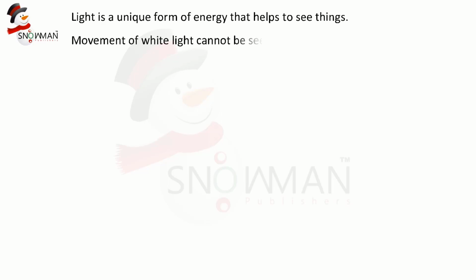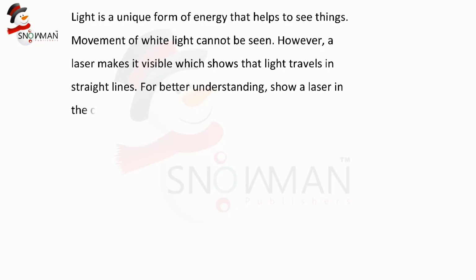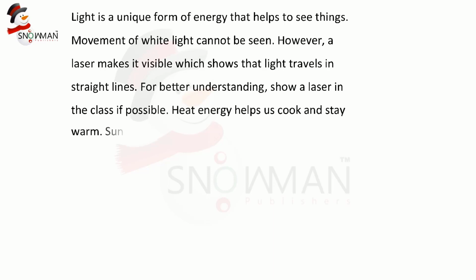Light is a unique form of energy that helps us to see things. Movement of white light cannot be seen. However, a laser makes it visible, which shows that light travels in straight lines. For better understanding, show a laser in the class if possible. Heat energy helps us cook and stay warm. Sun is the biggest source of both heat and light energy.